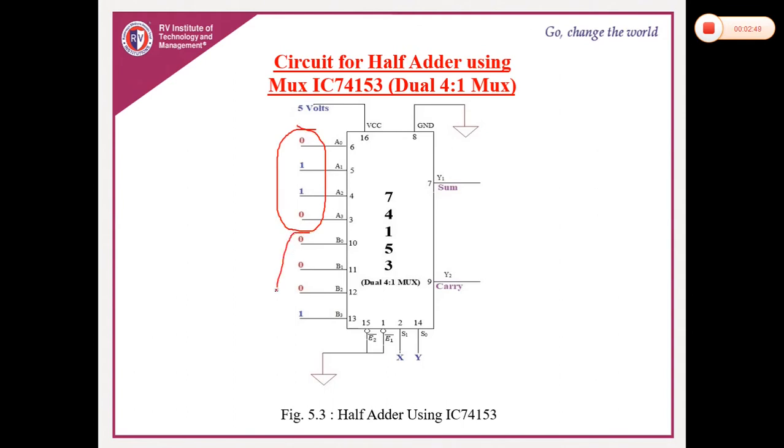What we did, we just took the help of the truth table. 0 1 1 0 is the expected sum output, so I just put it here. 0 0 0 1 is the expected carry output, so I put it here. And for the select inputs, there is no problem. X and Y I'll directly take, and both the enable pins should be enabled. Enabled means you have to give them to ground.